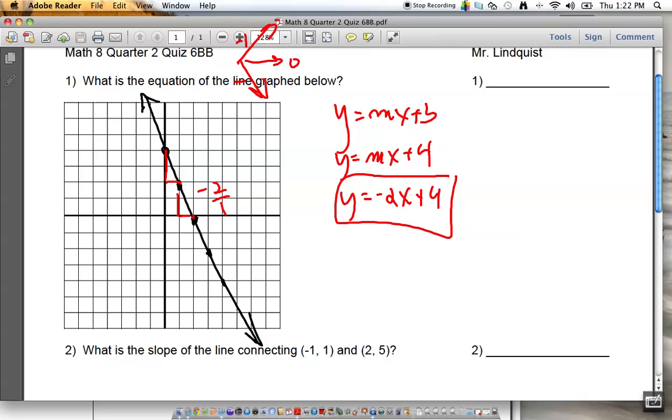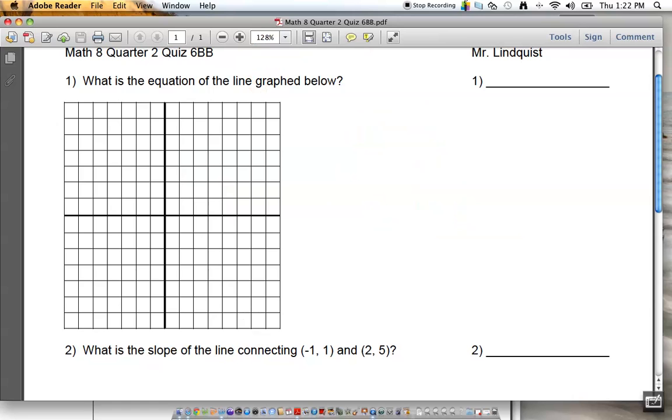Questions? Okay, so the next one says, what's the slope connecting these two points? And this time I want to do it in the opposite order. Last time I used the formula first. This time I want to plot the points first. Here's negative 1, 1, and here is 2, 5. So how do I move, hence the m for slope, from this point to this point? I'm going to go up 4 over 3. So it's 4/3. That's one way to do it.